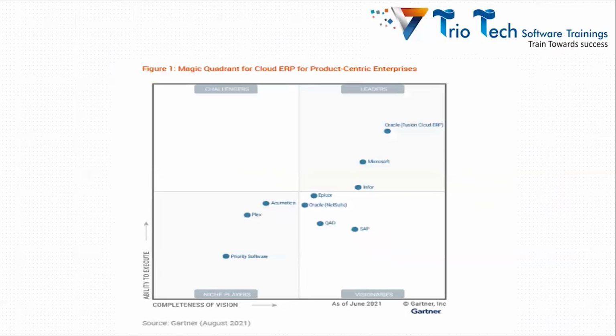This is just a magic quadrant that explains what the position of Oracle in the market currently is, in comparison with many of the other software providers, or ERP software providers, from a product perspective. So it is one of the leading players, or leaders, in the industry, followed by Microsoft and Infor and many other companies that have their respective software.